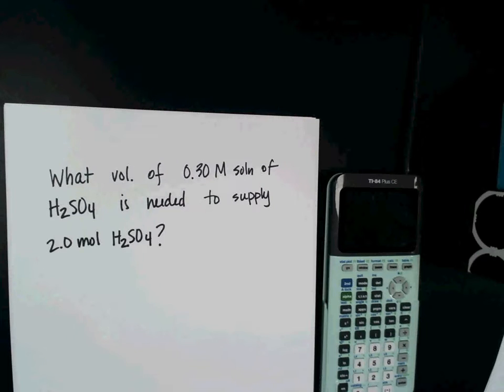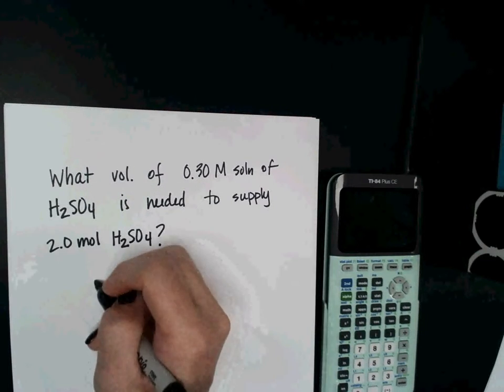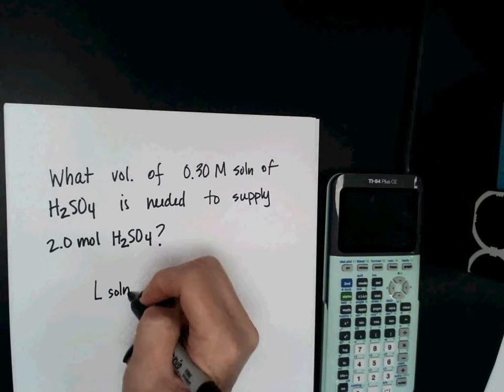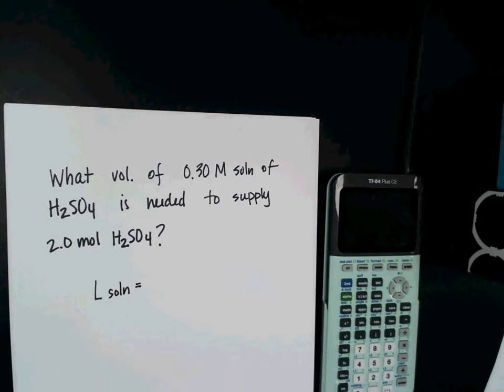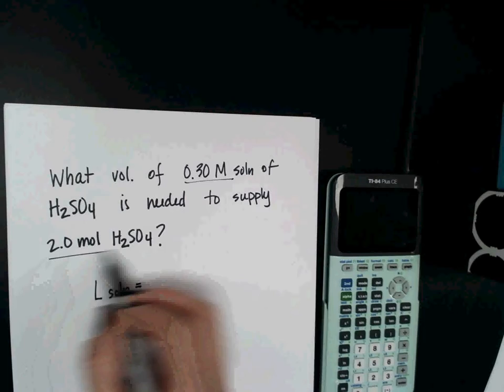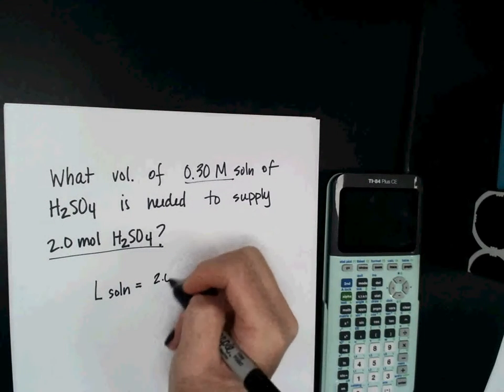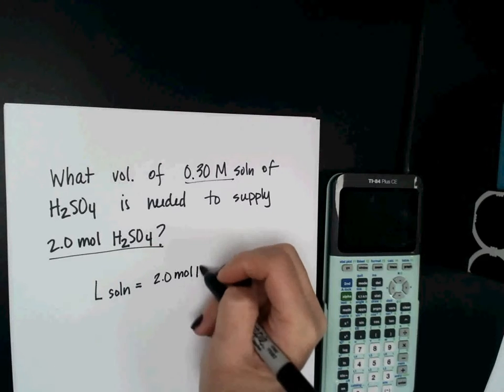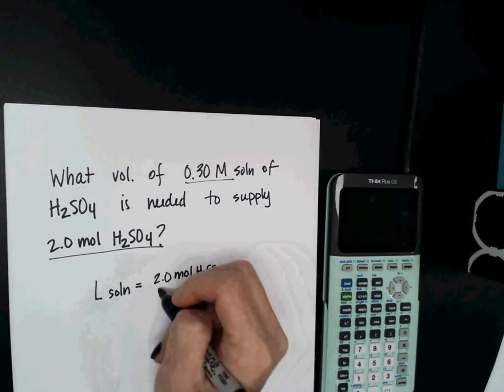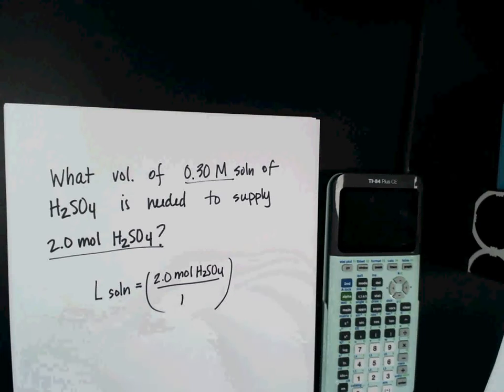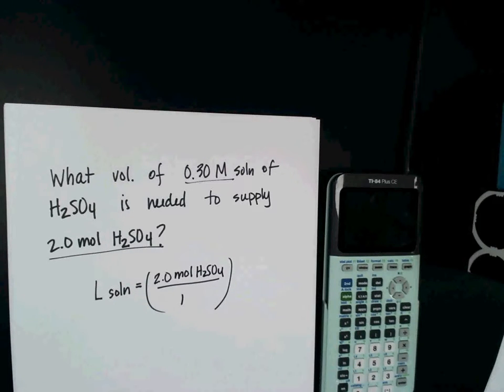So I want to know about volume, I want to know about liters. So I'm going to say liters of solution is equal to, what do I have? What am I given here? I've got this and I've got this. So I'm going to say 2.0 mole H2SO4, and remember that's just over 1. And I know my molarity. When I look at my molarity, it's moles per liter, right?